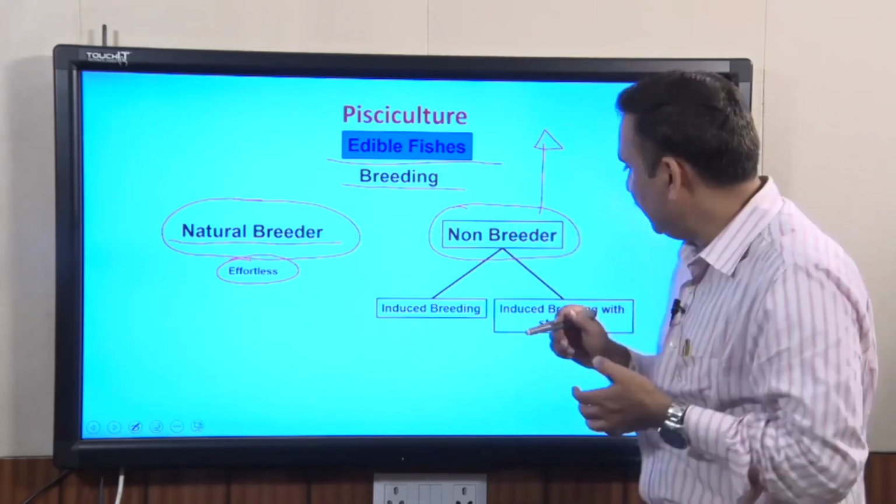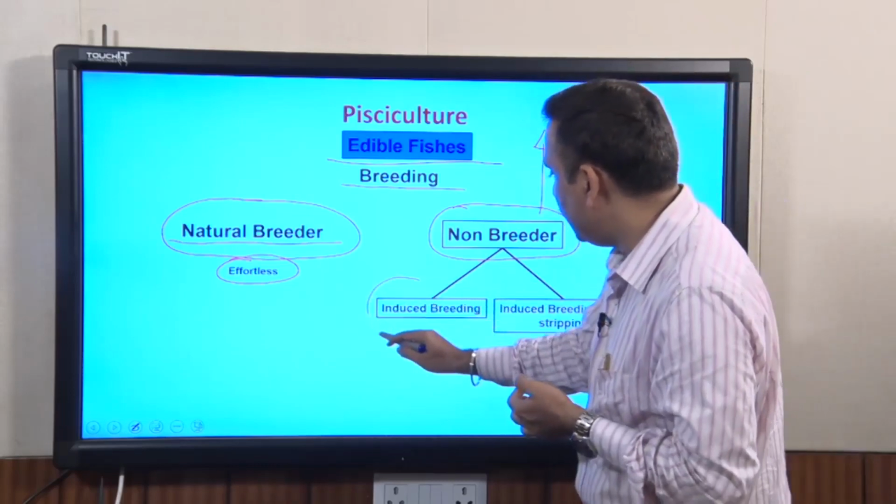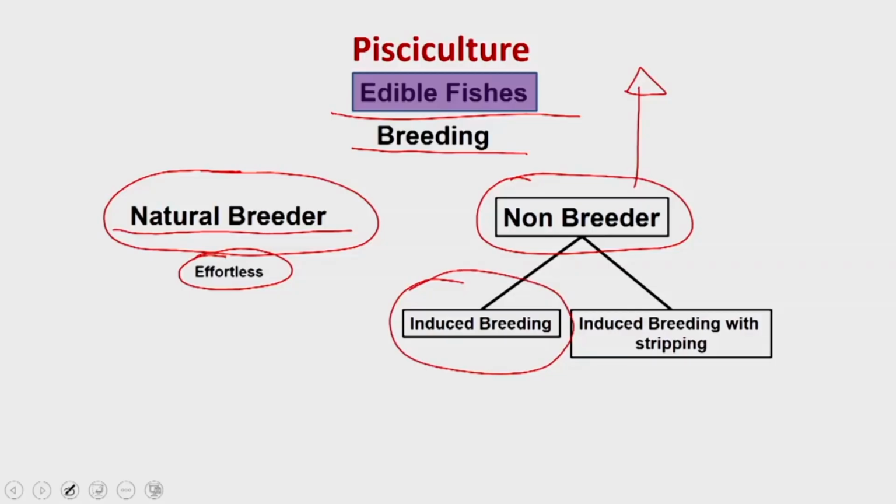So, in this category you can do induced breeding with the help of hormones, or you can do induced breeding with stripping. By induced breeding, I mean that you are going to induce the breeding with the help of chemical agents, whereas in stripping the procedure is completely different.